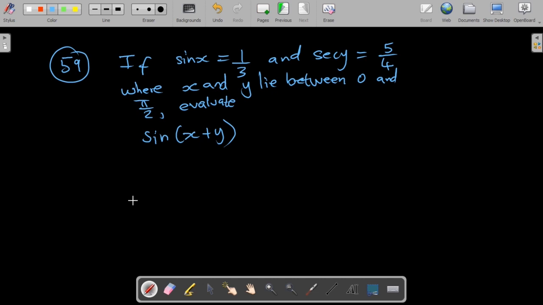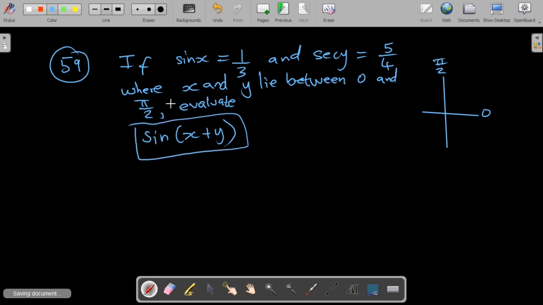So given sine x equals 1/3, sec y equals 5/4, and we're told that x and y lie between 0 and pi/2. So in the cos diagram or unit circle, it's between this point and that point. And here both x and y are positive, and we're asked to evaluate this based on the given information.